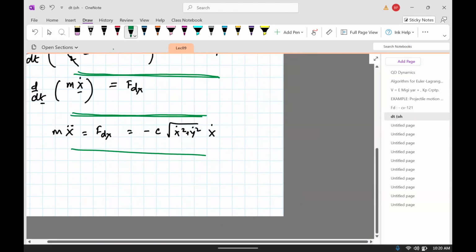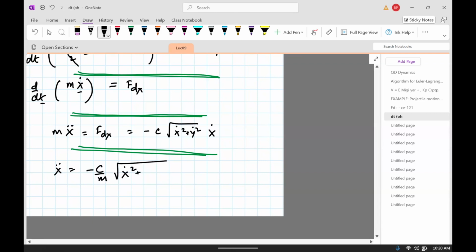So what we expect for any of these problems is to get an expression for x double dot, y double dot. Those are the equations of motion. So x double dot is minus c divided by m times (x dot squared plus y dot squared) times x dot. Okay, but that's just one part. I've computed x double dot. I still need to compute the equation in the vertical direction, the y direction. So I'll go a little bit faster on that one, now that I went slowly on this one.